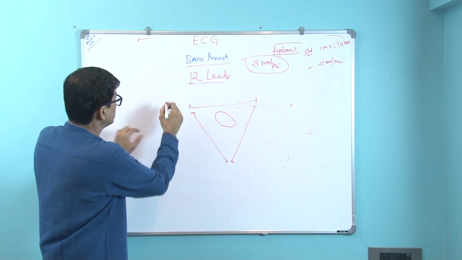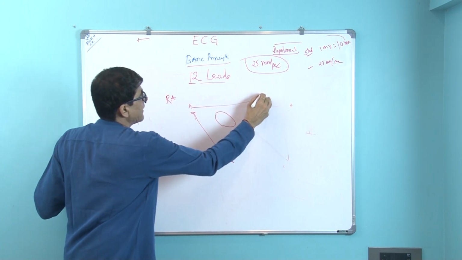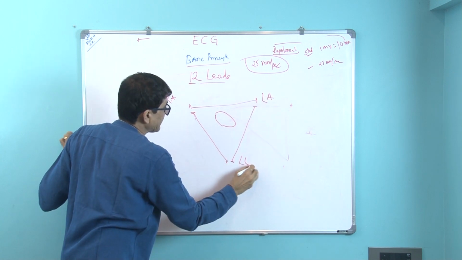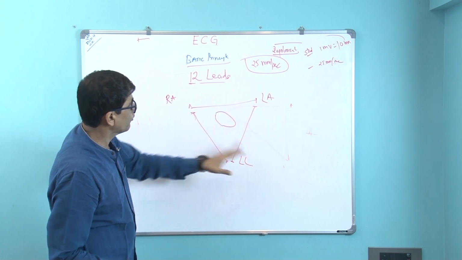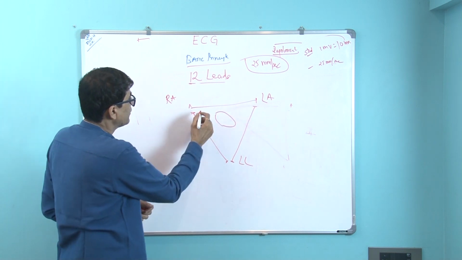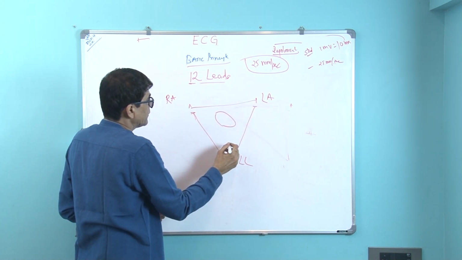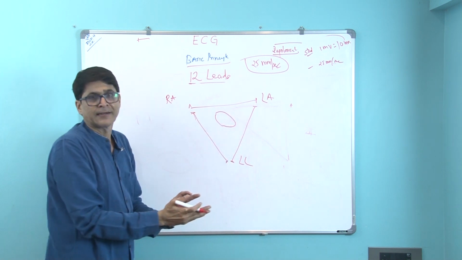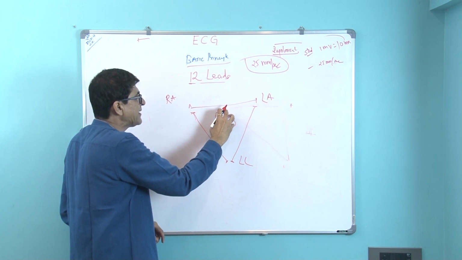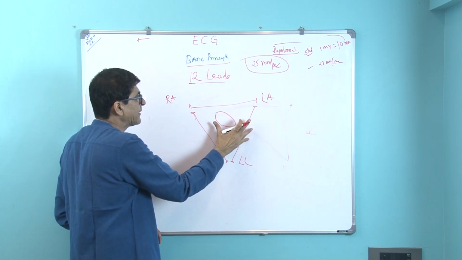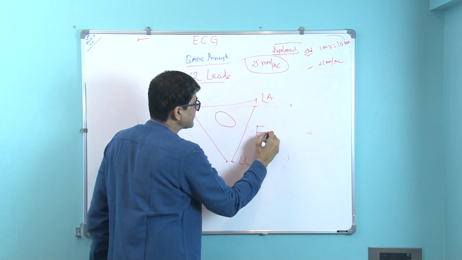Because this right arm lead, this left arm lead and this left leg lead are equidistant from the heart, as they are all more than 15 centimeters away, this triangle becomes an equilateral triangle. The heart is in the center and this is equilateral. This is known as Einthoven's triangle.